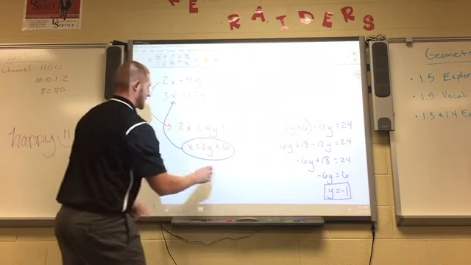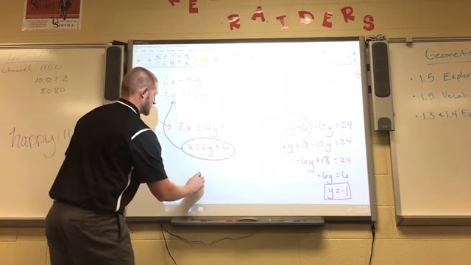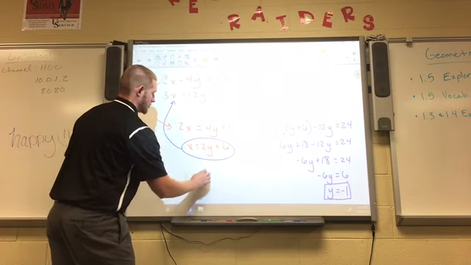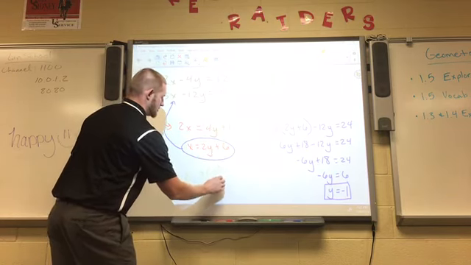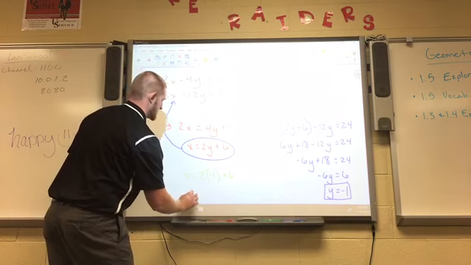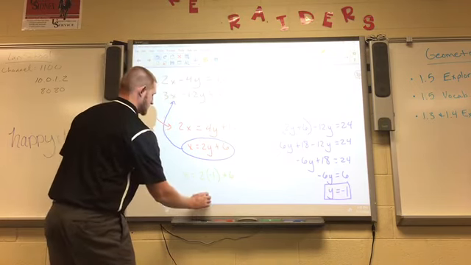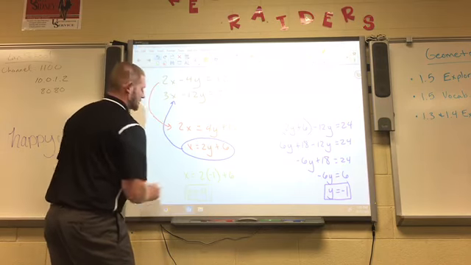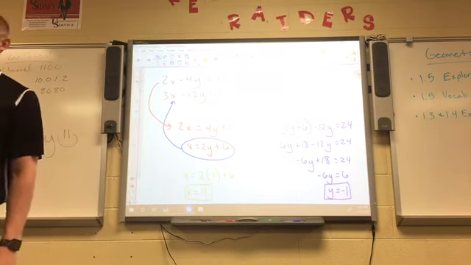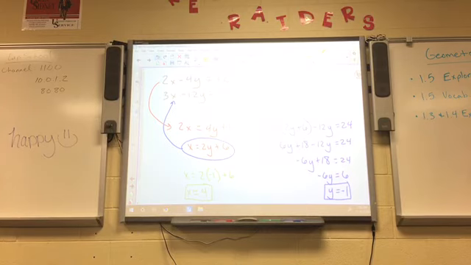Okay? So I plug in negative 1, x equals 2 times negative 1 plus 6. So x equals 4, positive 4. Okay. So I found an x and a y. What is that though? What are we actually solving for?